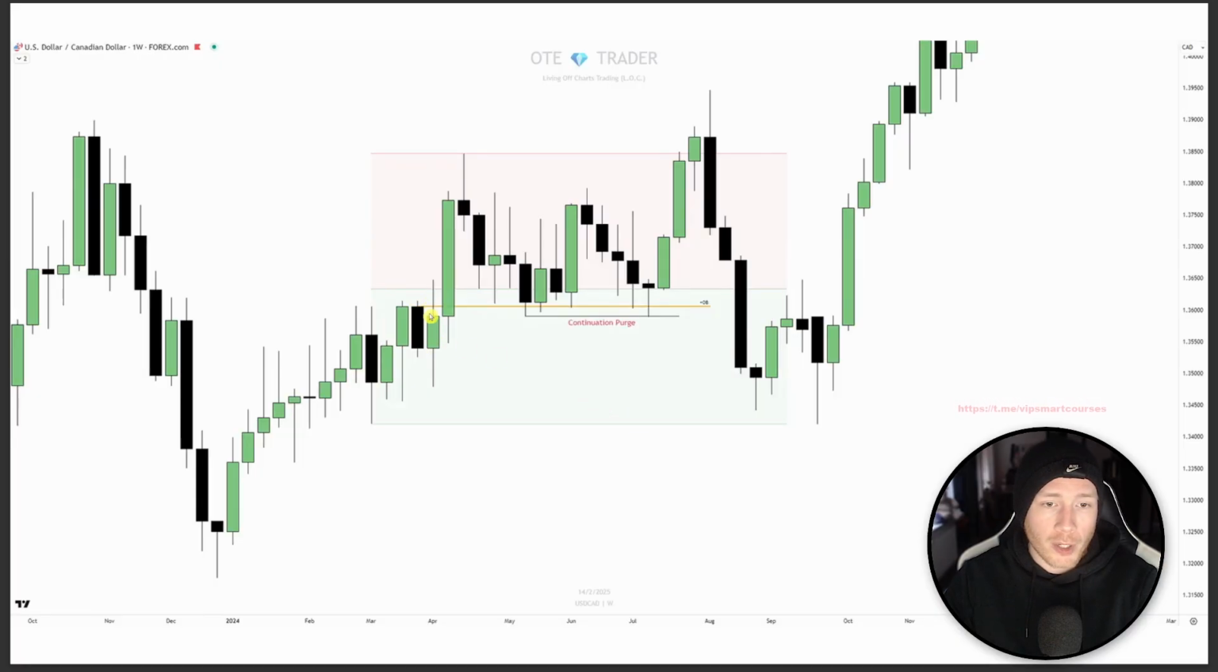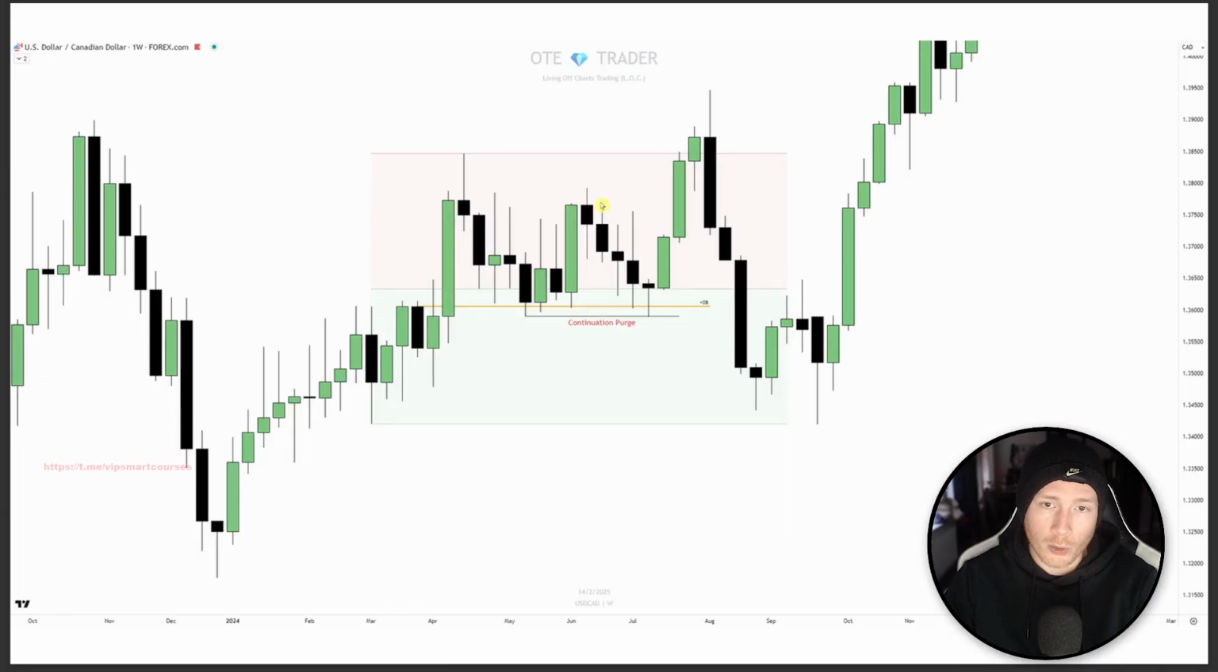With the PD arrays over here, bullish order block, continuation purge, and we're going to be talking about continuation purges a little bit more later. And we can clearly see, does it make sense that the market profile is bullish on the daily time frame? Yes. Why? Because we took out this short-term low.